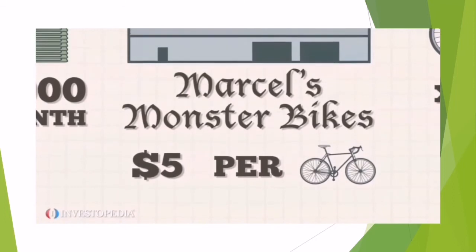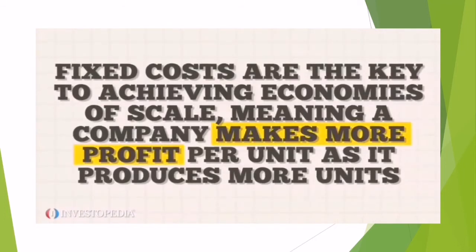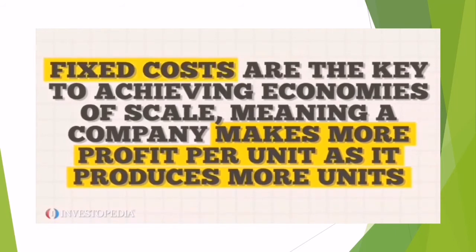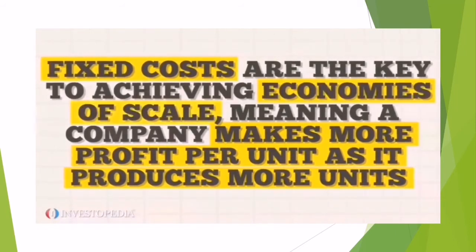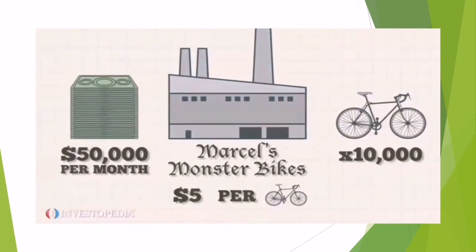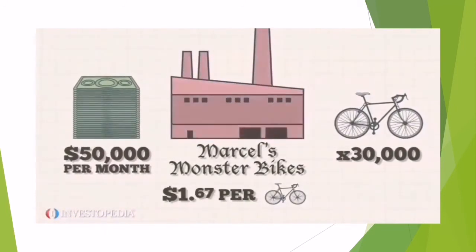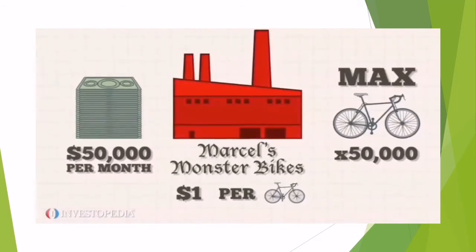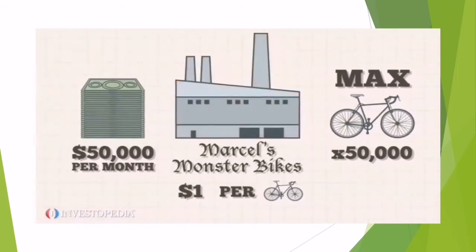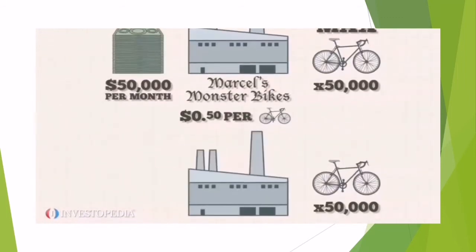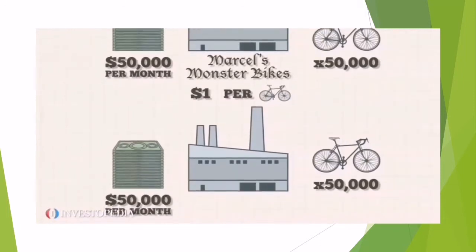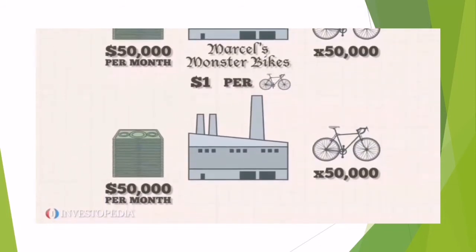Marcel's Monster Bikes now has lower cost and higher profit per bicycle by producing more units while keeping some costs fixed. This is economies of scale. Note that fixed costs are only fixed over a certain range of production volume. When production increases far enough, fixed costs generally must be increased. For example, if Marcel's Monster Bikes sells 100,000 bicycles, it will likely have to lease another building and hire more managers, raising its fixed costs.